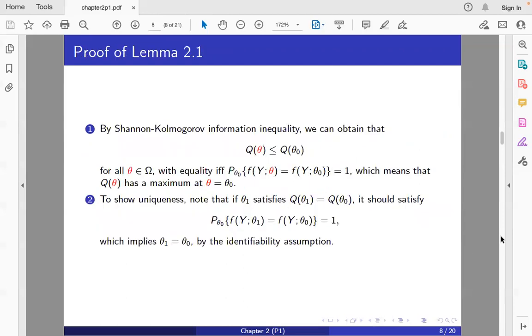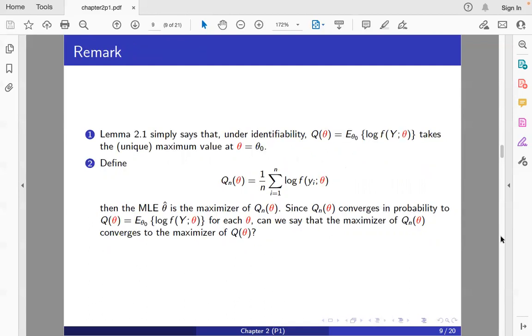I think I covered this, right? And I just mentioned that on identifiability, this function has a unique maximum at zeta null. The second point is that I have a Qn, which is actually logarithmic. So you can see that this is a sample version of Q zeta.